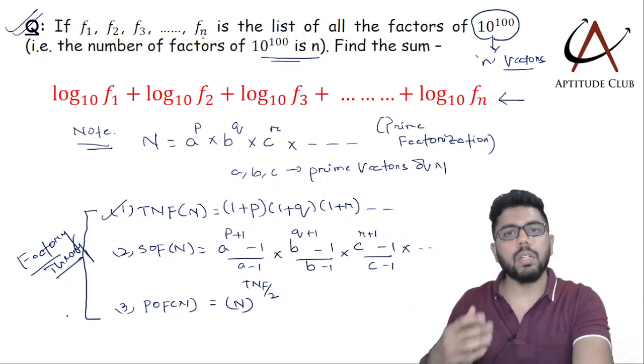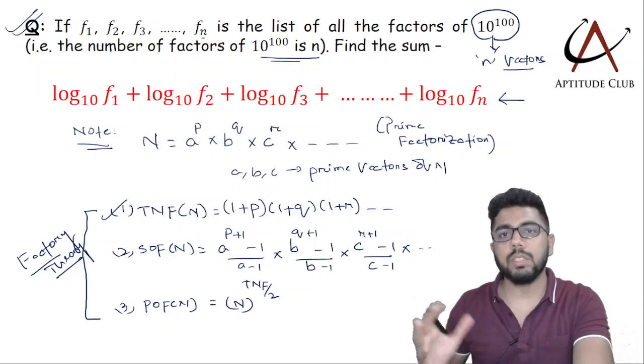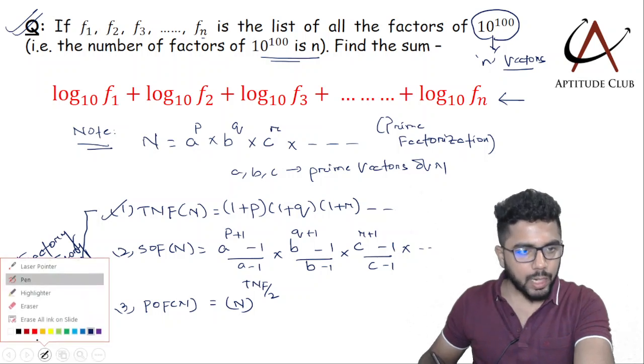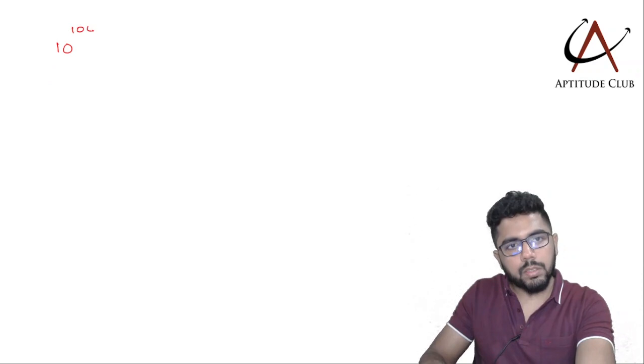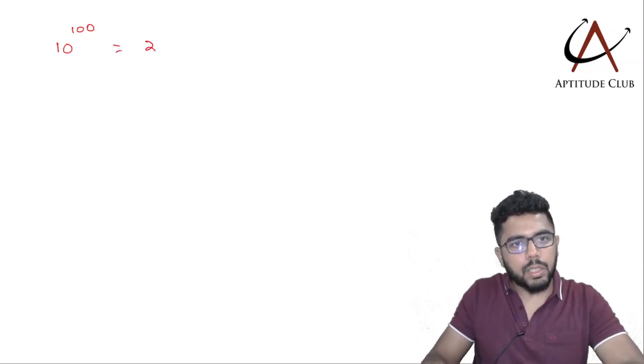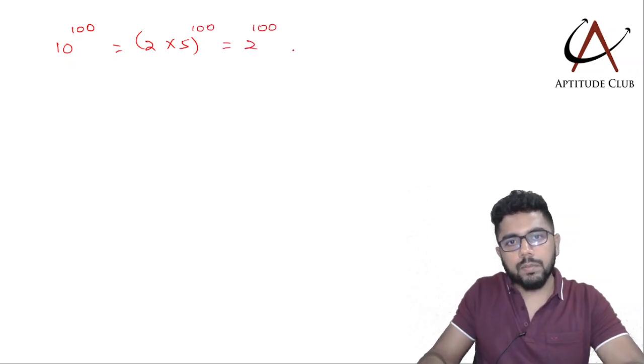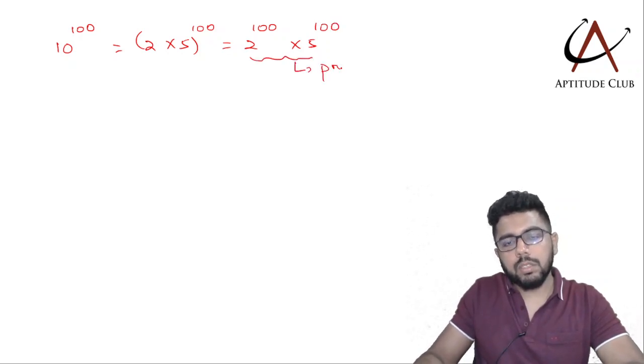So let us first figure out the total number of factors of 10 to the power 100. To do that, first we have 10 to the power 100. Let me write it in this way. It is (2 into 5) whole to the power 100. So it is like 2 to the power 100 into 5 to the power 100. Now this is the prime factorization form.